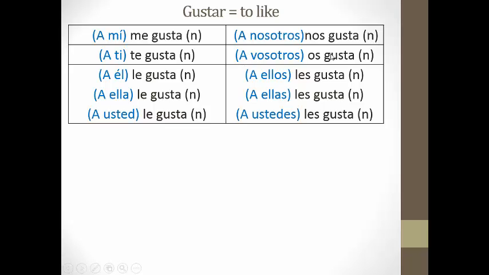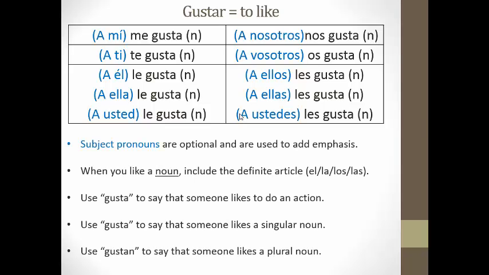A vosotros os gusta, a vosotros os gustan, you all like in Spain. A ellos les gusta, a ellos les gustan, they like. A ellas les gusta, a ellas les gustan, they like. And lastly, a ustedes les gusta, a ustedes les gustan, you all like. Okay, so let's talk about some of the details and tricky parts to this verb gustar.